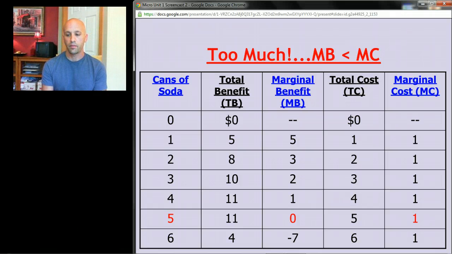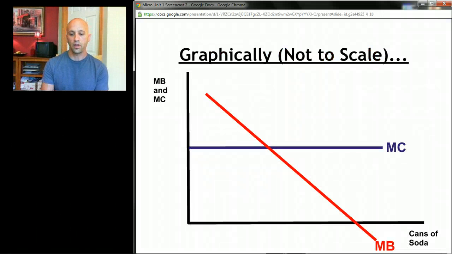Generally dropping. The marginal cost in this example is constant at $1, which gives us that constant line across for marginal cost. If we're going to apply the rule, keep on consuming as long as the marginal benefit is equal to the marginal cost, what we're really doing is going to where these two lines intersect.